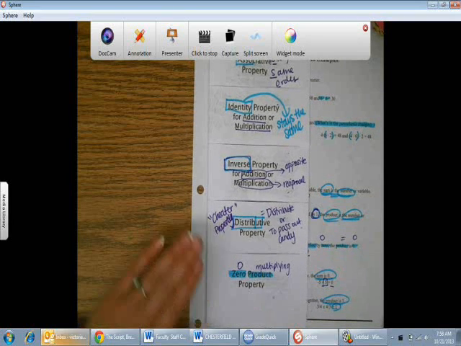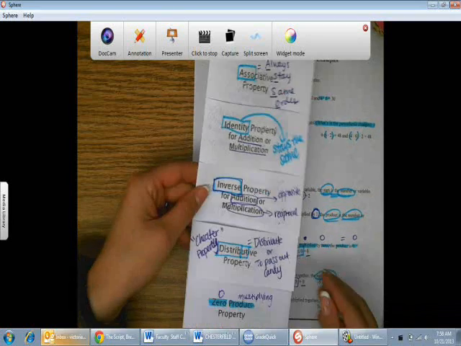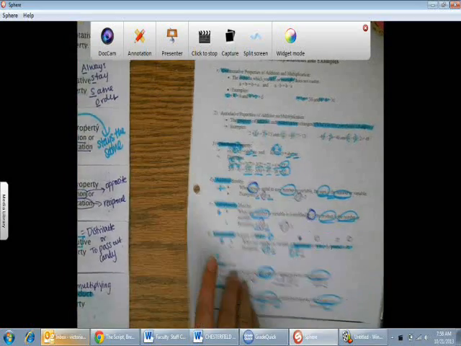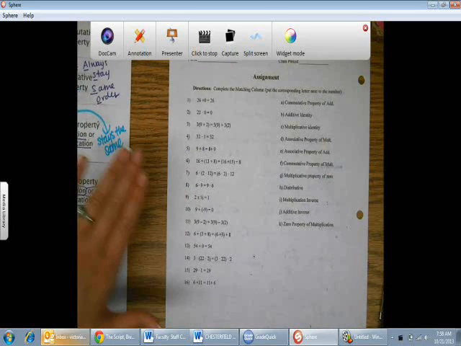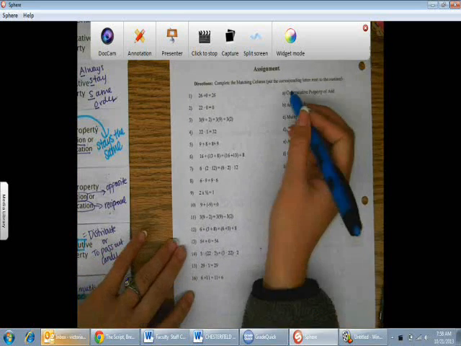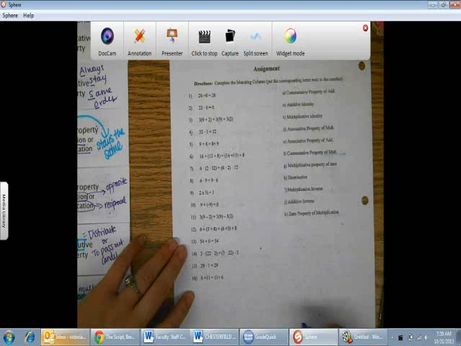Okay? So for your homework tonight, you need to bring this foldable in to me tomorrow to get a check, and then I'd like for you to complete numbers 1 through 16 on the back side. It's just matching, so you can write the letter that matches up to it on the back side.